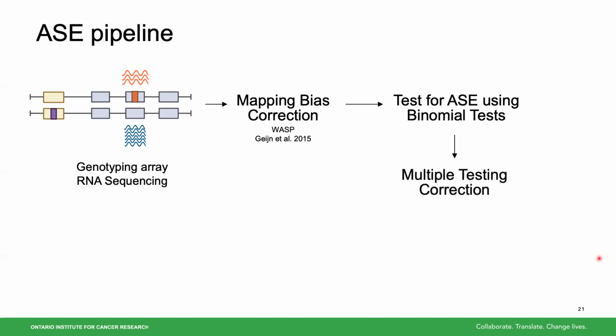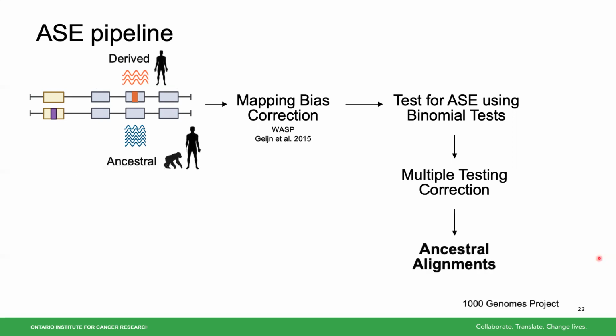We then correct for multiple testing because we're doing this for every individual and every SNP separately. So we have millions of tests. And then I use ancestral alignments to identify which allele is the ancestral allele and which is the derived allele. The ancestral allele is found in chimpanzee, rhesus macaque, and human genomes, and the derived allele is only found in humans, so it's the newer mutation.